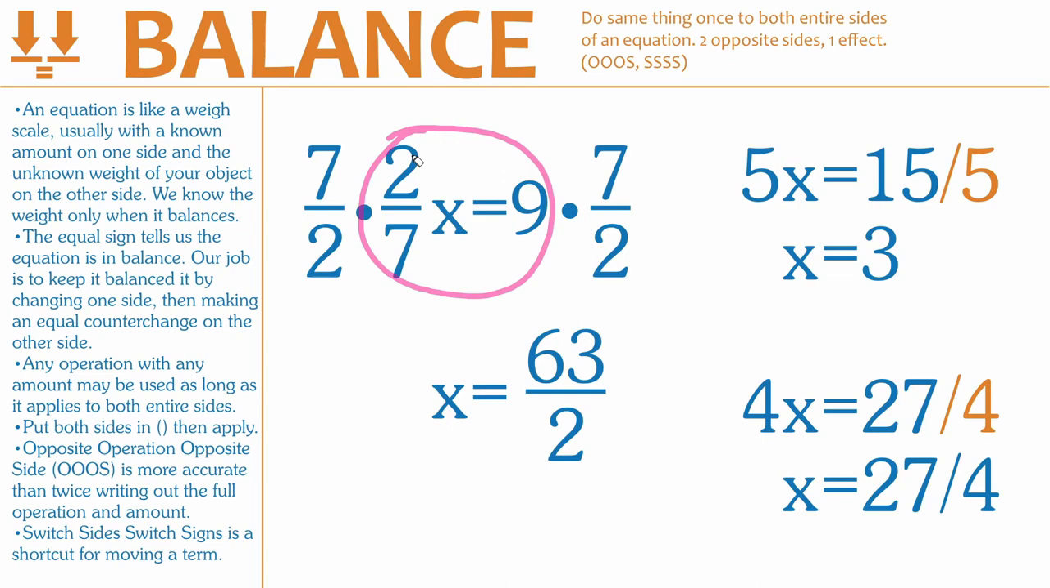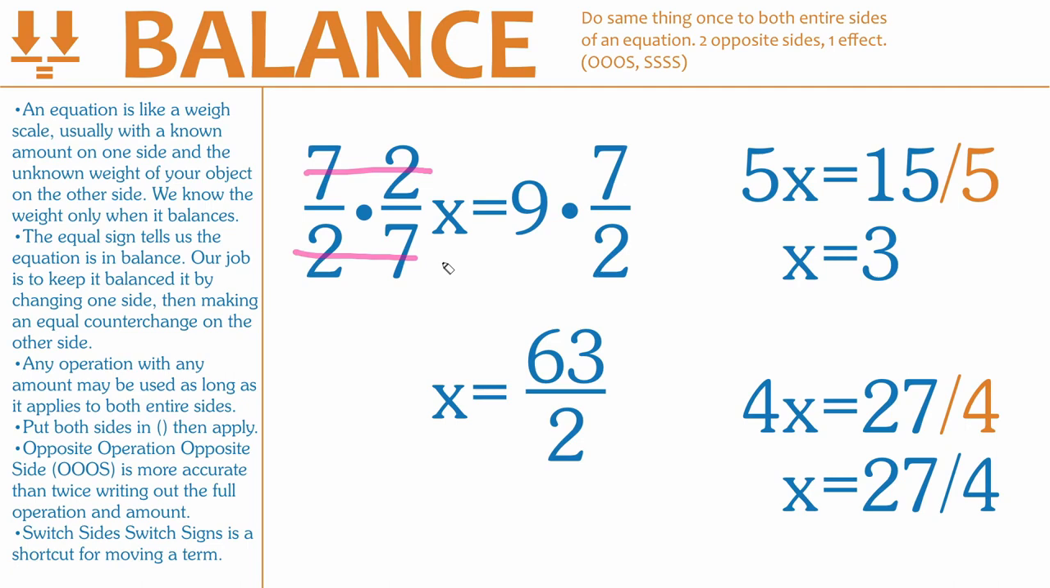2/7 x equals 9. Now, I want to find x, so that 2/7 is in my way. What do I do to get rid of that 2/7? Well, it's 2/7 times x. So I'm going to have to multiply or divide to break that 2/7 factor away from the x. We're dealing with fractions. Obviously, I want to times, so I'm going to multiply by the flip of 2/7. And now you can see 7 times 2 is 14. 2 times 7 is 14. 14 over 14 is 1.